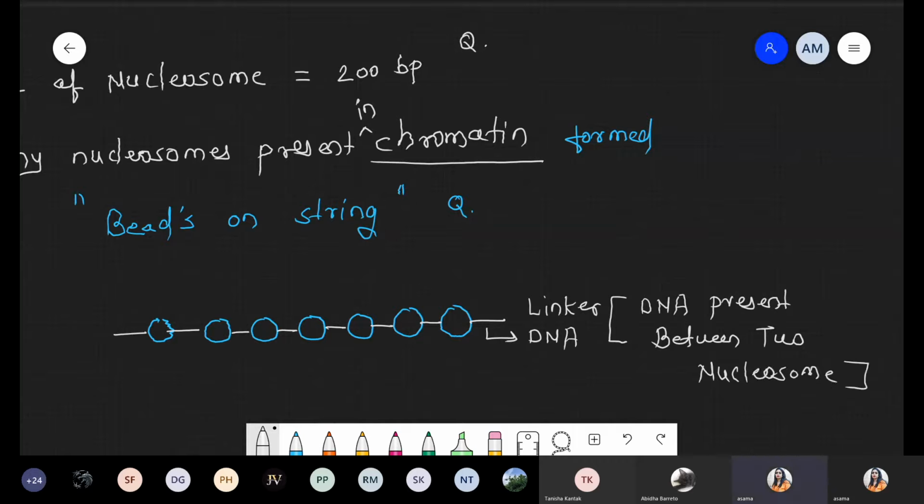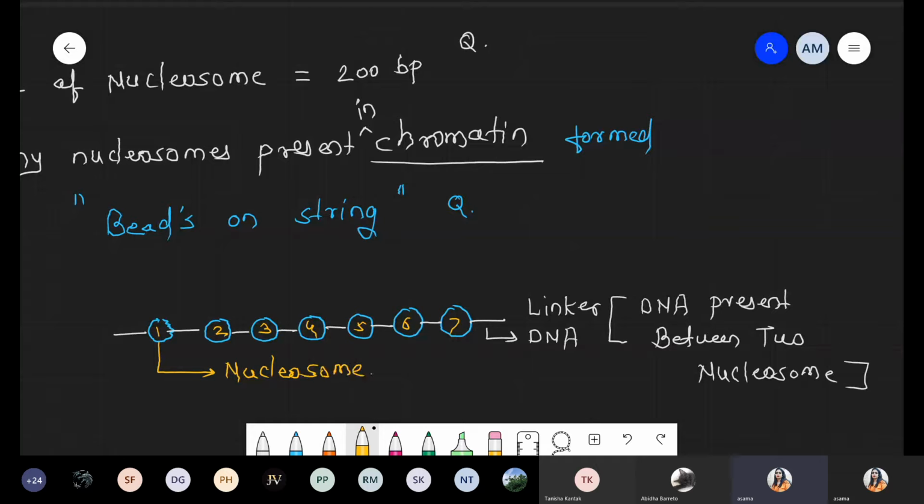A single nucleosome covers approximately 200 base pair. So look here: this is the first nucleosome, second one, third one, fourth one, fifth, sixth, seventh. So all this structure represents nucleosomes, each of which covers approximately 200 base pair of DNA.